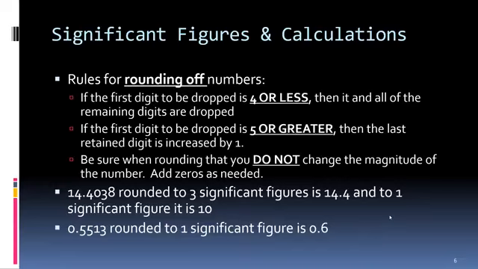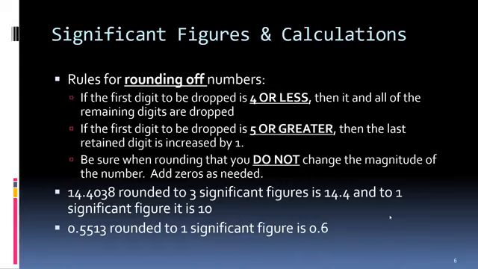Instead, you must add zeros as needed to maintain the magnitude of that number. This is perhaps best illustrated by a few examples. Let's say we had a number 14.4038, which we wanted to round to 3 significant figures. The third significant figure in the number is the second 4. That 4 is followed by a 0, so we simply drop all remaining digits. Because that second 4 is to the right of the decimal point, those digits just disappear.